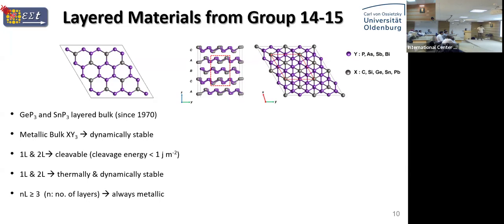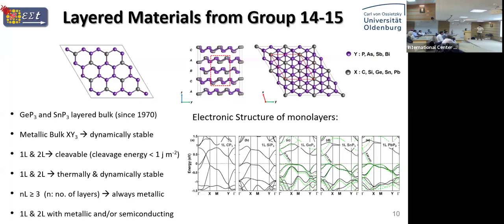All materials with more than 3 layers are metallic. Only if you go to one layer or two layers do some of them become semiconducting, indicating a strong quantum confinement effect. As you go from 3 layers further down to one layer or two layers, you get an opening of the band gap due to the quantum confinement of electrons. However, there are still some materials which, because of their combination or composition, remain metallic.